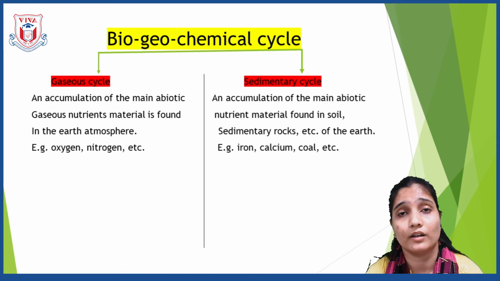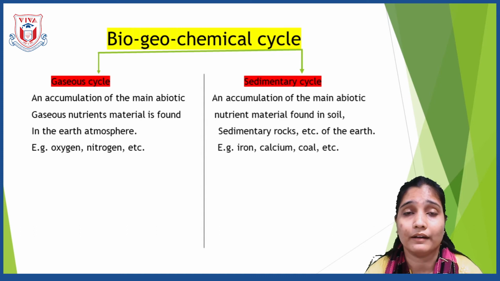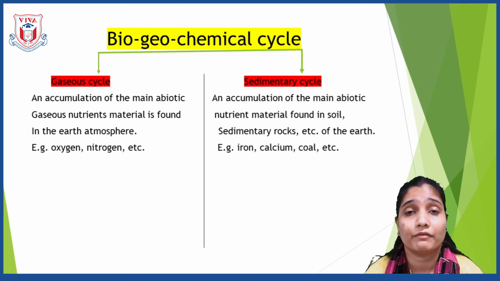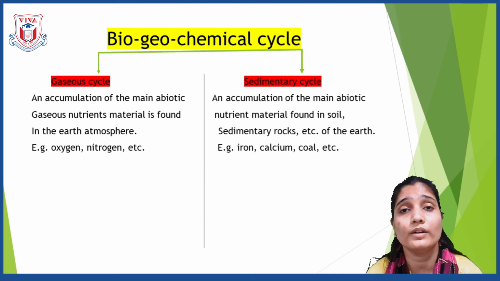An accumulation of the main abiotic nutrient material found in the soil, sedimentary rock, etc. of the earth. एक्झाम्पल आयर्न, कॅल्शियम, कोल वगैरे. तर जे मेन अबायोटिक न्यूट्रिएंट्स आहे ते सॉइलमध्ये की रॉक्समध्ये अक्युमुलेट होतात, कलेक्ट होऊन जातात. आणि ते नंतर चेंज होतात कोल फॉर्ममध्ये, डायमंड फॉर्ममध्ये, फॉसिल फ्यूल फॉर्ममध्ये. त्याला आपण काय बोलणार? सेडिमेंटरी सायकल. Gaseous cycle is speedier than sedimentary cycle. गॅसियस सायकल काय आहे? फास्ट आहे, स्पीडियर आहे कंपेअर टू सेडिमेंटरी सायकल.